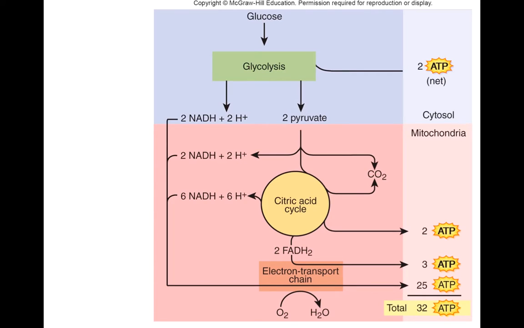Hey everybody, wanted to talk about the electron transport chain and oxidative phosphorylation. So a quick overview of cellular respiration. First you have glycolysis, which takes place in the cytosol of the cell. You end up with 2 pyruvate, which can then head into the matrix of the mitochondria to form acetyl-CoA, which can participate in the citric acid cycle or the Krebs cycle.